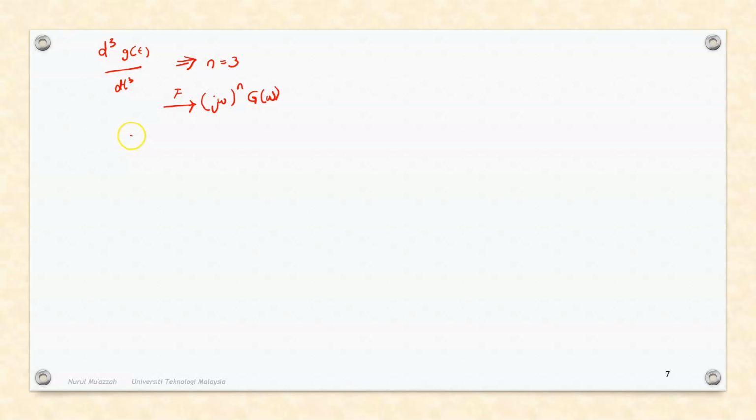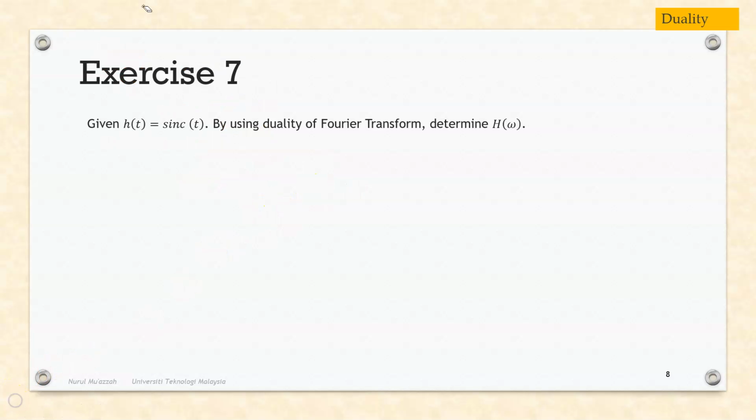So from here you can solve for G3(omega), which is equivalent to (j omega) to the power of 3 G(omega), and G(omega) here is given, so (j omega) to the power of 3 times (1 plus omega squared) divided by (omega squared plus 2j omega plus 4). Okay, so that's it for question 3. You do not have to further simplify this equation. Question 7, we are going to use the duality properties.